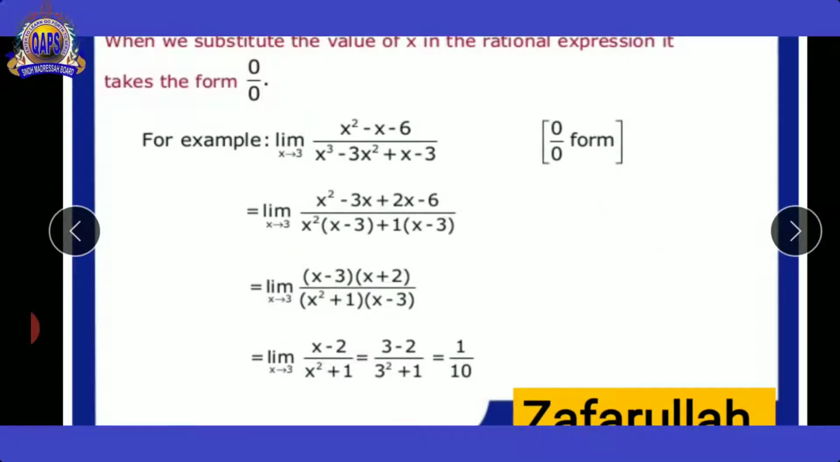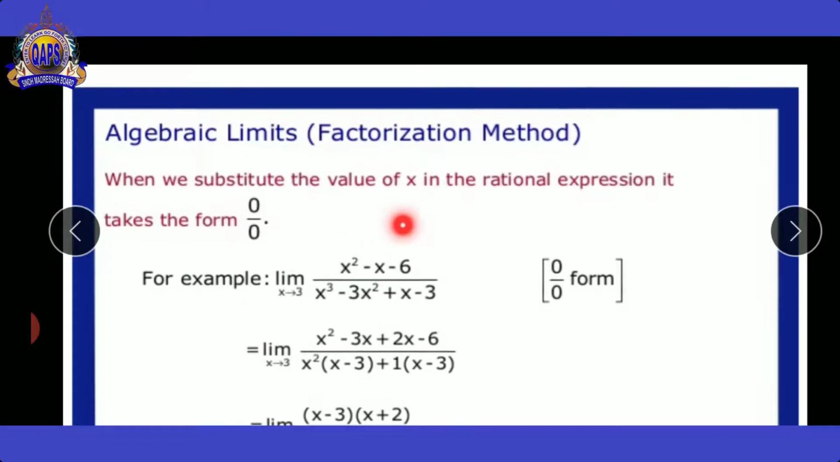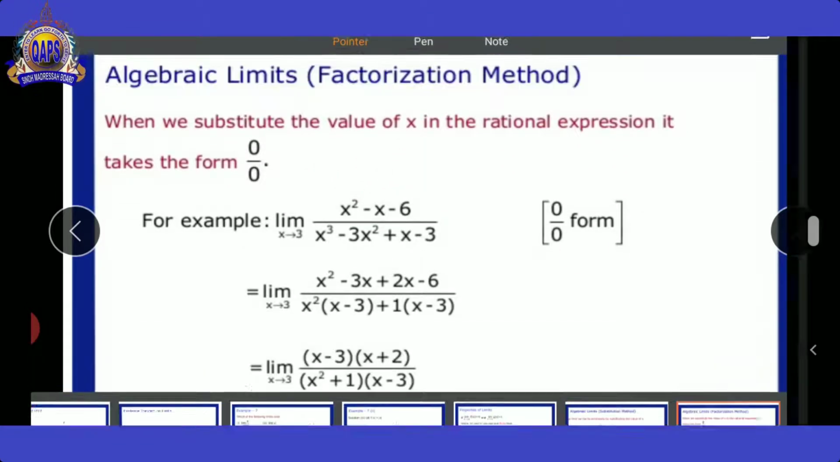Now here, limit x tends to 3. When we put x approaches 3 in x square minus 3 minus 6, 3 square will become 9, minus 3 minus 6 will become 9 minus 9. When you put x equals 3 directly in the whole function, then this whole function creates the form 0 upon 0.